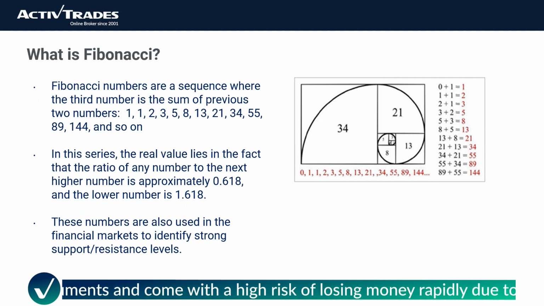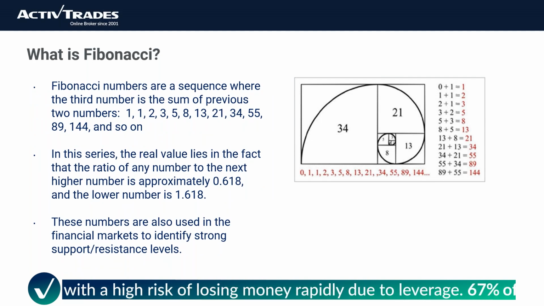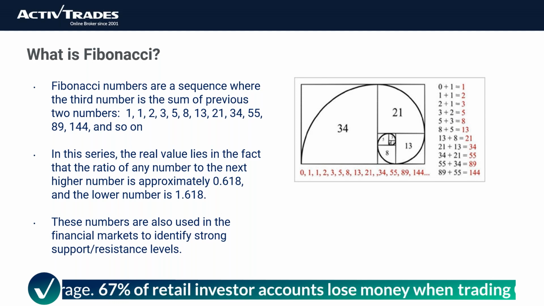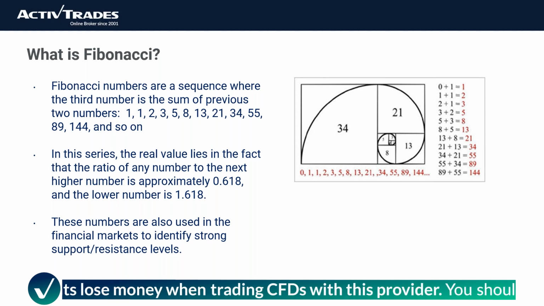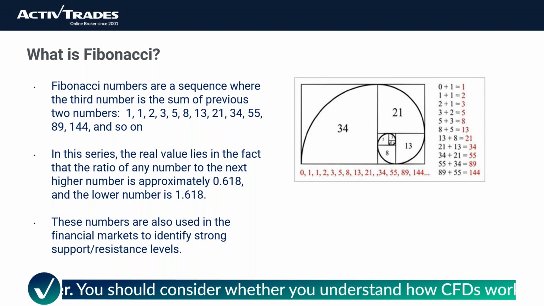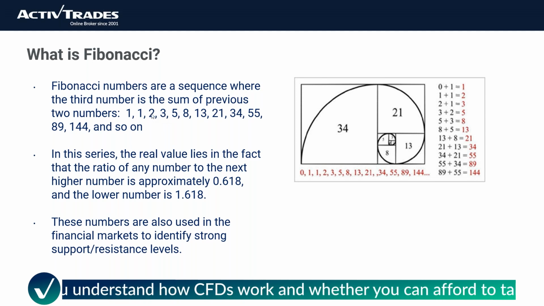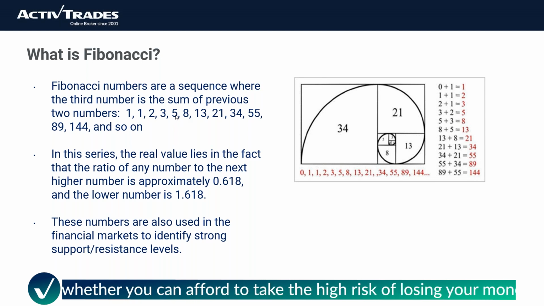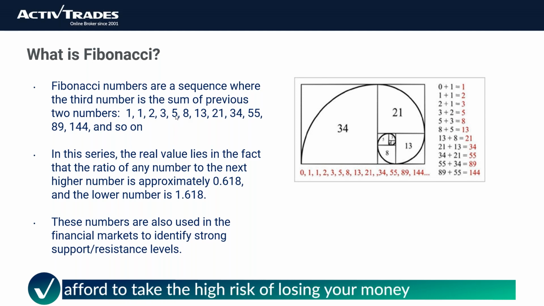So Fibonacci is about a sequence of numbers, and the important thing is that the third number is the sum of the previous two numbers. So you see this sequence: 1, 1, 2, 3, 5, 8, 13, 21, 34, 55, 89, 144, and so on. You can go on with that. The third number is the sum of the previous two numbers. So the number 5 is the sum of the previous two numbers, 2 and 3. 8 is the sum of 3 and 5. And that will go on forever and more.